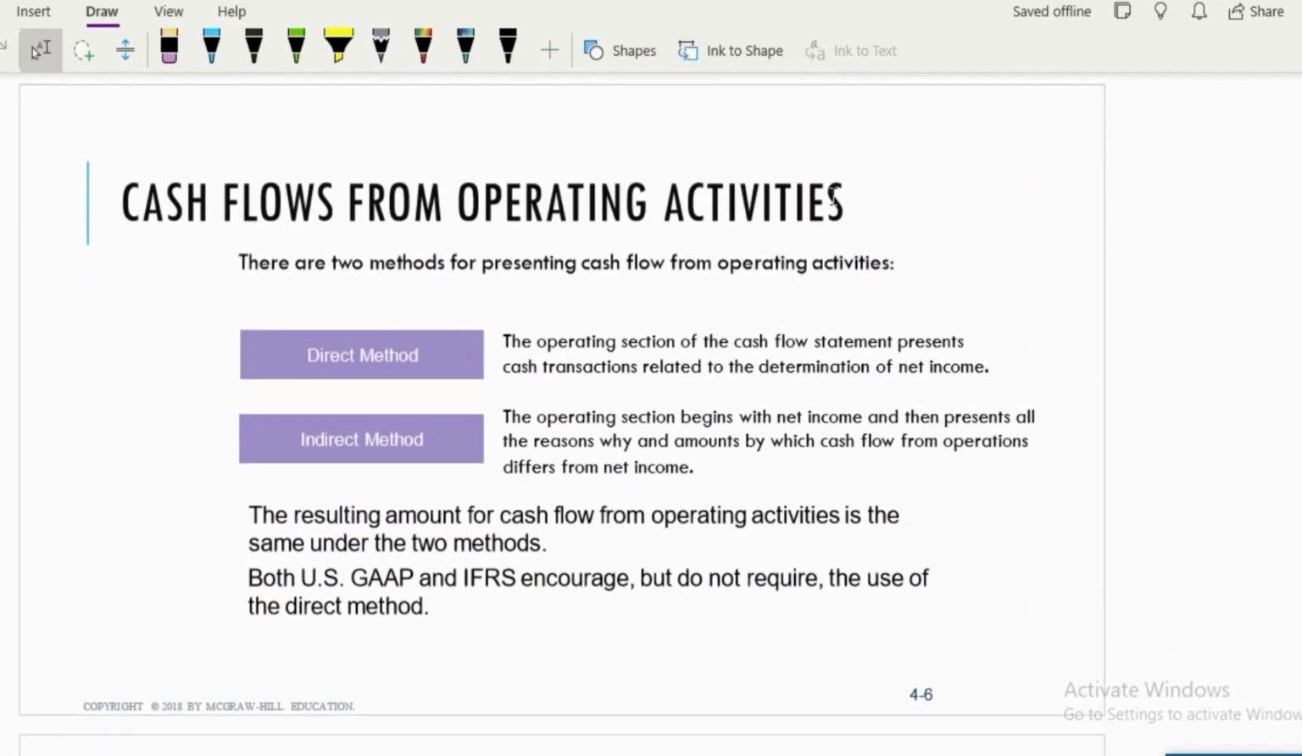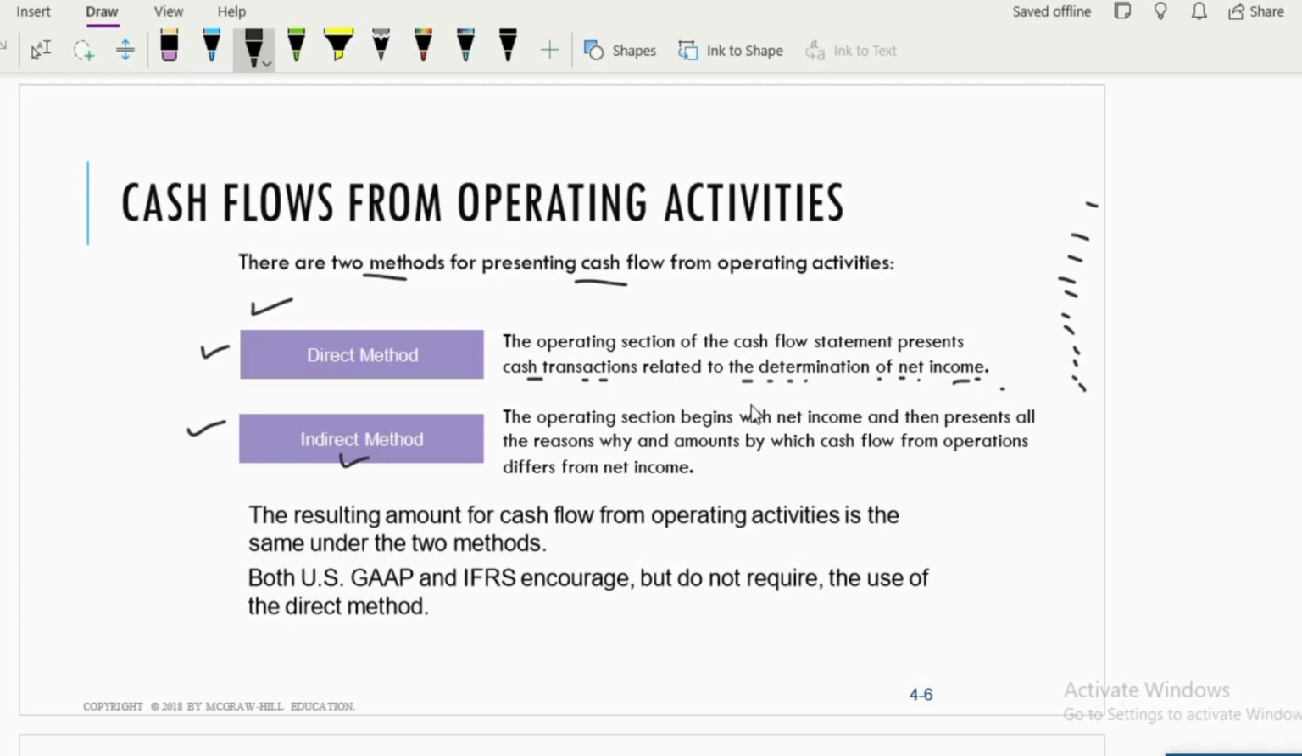How can we prepare the cash flow from operating activities? There are two ways to prepare the cash flow from operating activities. We have the direct method and we have the indirect method. In the direct method, we directly pick up each and every item of the income statement and we try to find out whether it brought the cash or it has used the cash. So the operating section of the cash flow statement presents the cash transactions related to the determination of the net income. So in the income statement, whatever revenues and expenditures brought or took the cash, we will be mentioning them in the direct method.